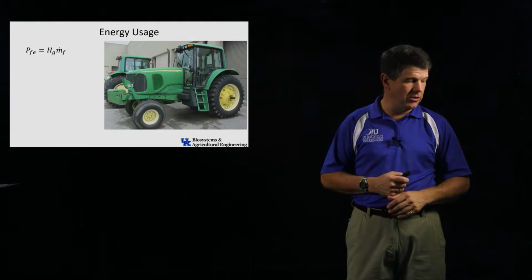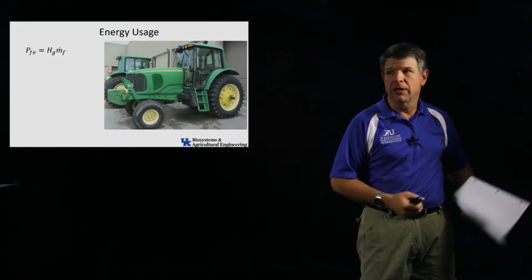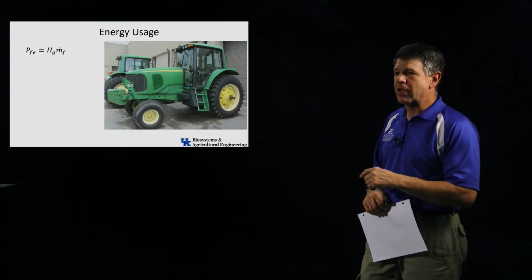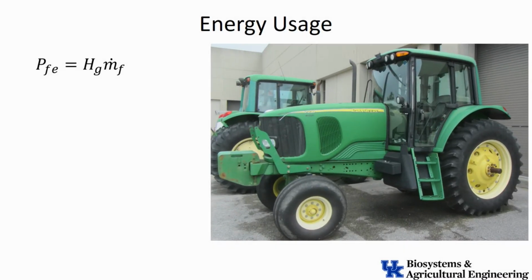So if we look at energy usage, here's the fundamental equation that we work with. This is the way that we can look at how much power is actually in our fuel. So the fuel equivalent power is equal to H sub G times the M dot F, the mass flow rate of fuel. H sub G is what we call the gross heating value of the fuel. So that is, I take the fuel, I put it in a calorimeter, I burn it, and I see how much energy I get out of it.